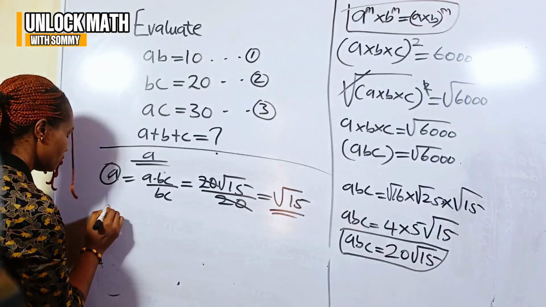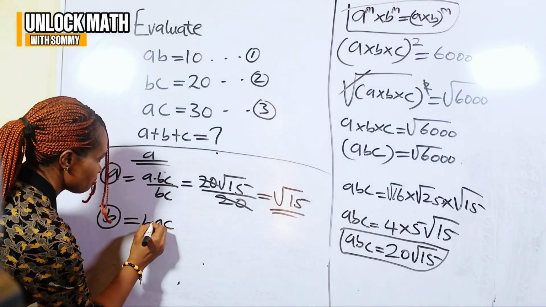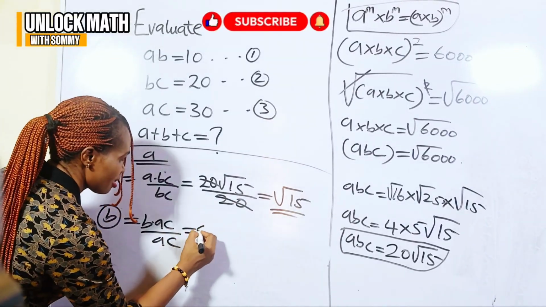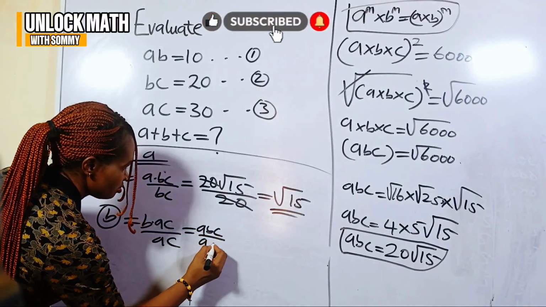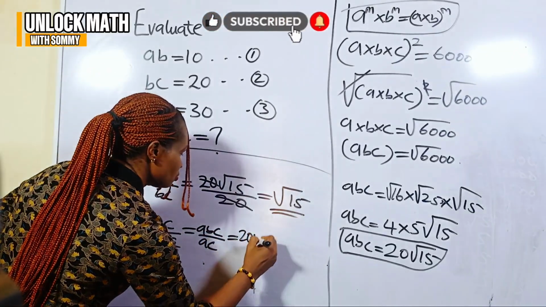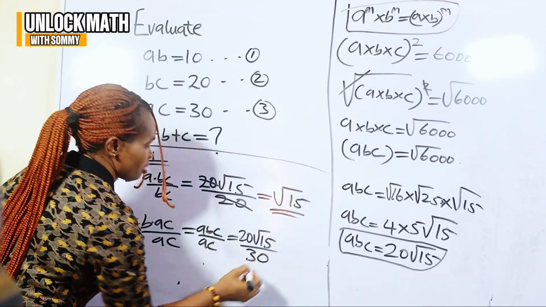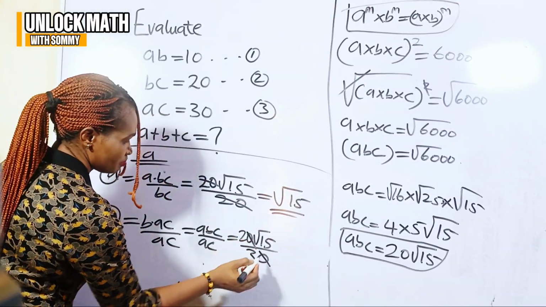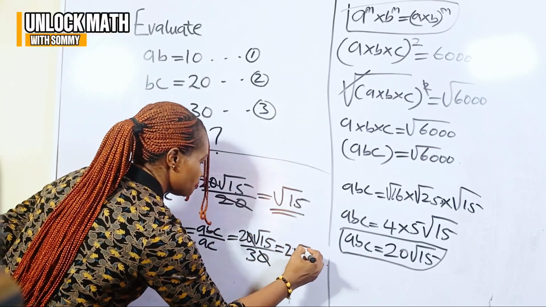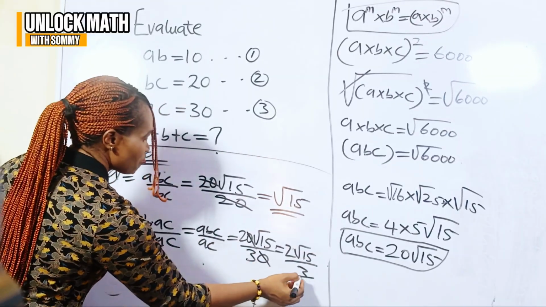Now, to find B, B is equal to B multiply AC divided by AC, which is the same thing as ABC divided by AC. And when we input the values, our ABC is 20 root 15, all divided by our AC, which is 30. And if we cancel out, we now have 2 root 15 divided by 3. This is the value of our B, sorry.